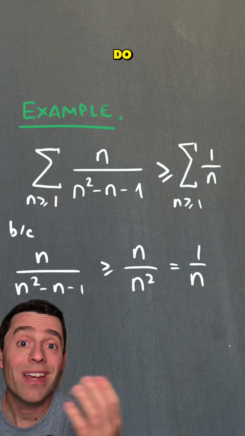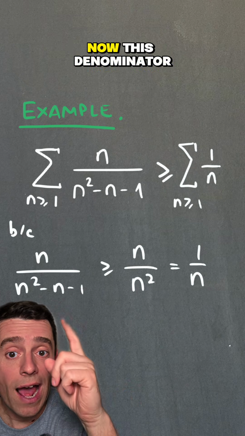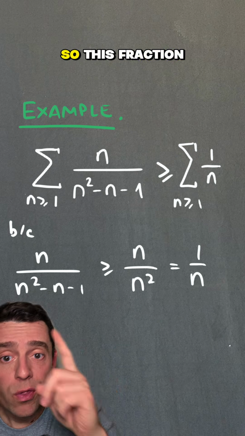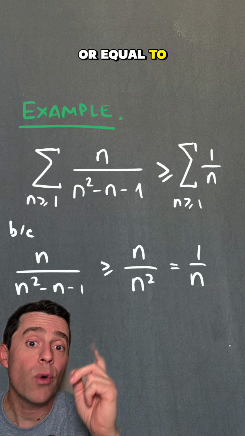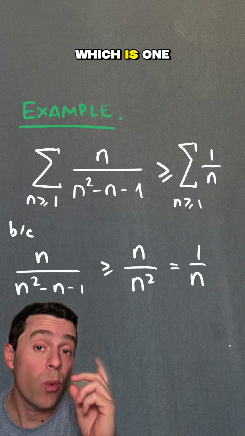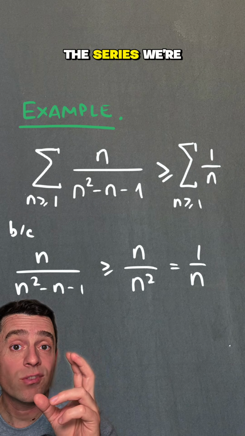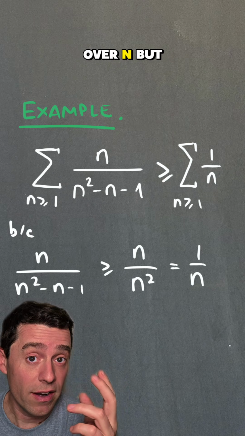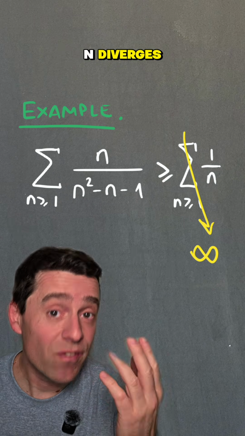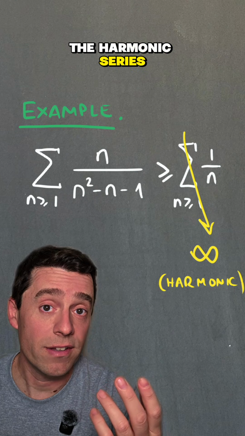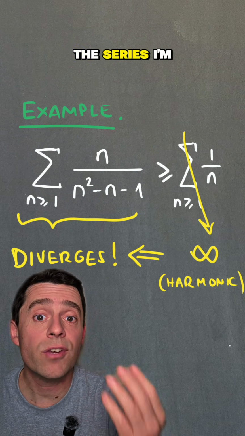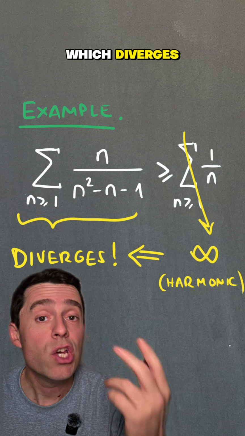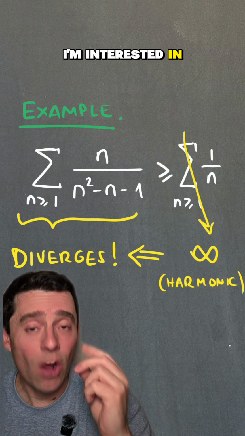And then what I try to do is to find an inequality between the two. Now, this denominator is smaller than n squared, so this fraction is always bigger or equal to n divided by n squared, which is 1 over n. Therefore, the series we're interested in is always bigger or equal to the series of 1 over n. But the infinite series of 1 over n diverges because it is the harmonic series. And therefore, by the comparison test, the series I'm interested in is bigger or equal to the harmonic series which diverges, so the series I'm interested in also diverges.